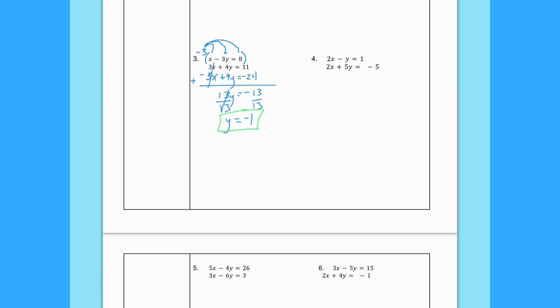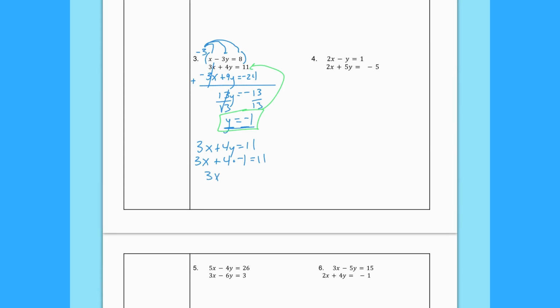And then we're going to take that value and plug it back into either one of the equations. I'm going to pick this bottom equation here. So that's going to look like 3x plus 4y equals 11. And we're going to plug in that y is negative 1. So 3x plus 4 times negative 1 is equal to 11. And then we finish solving.